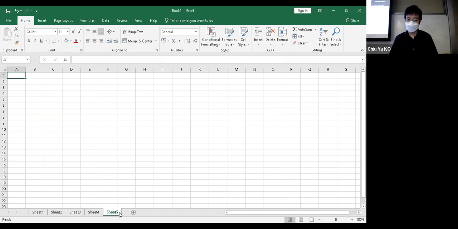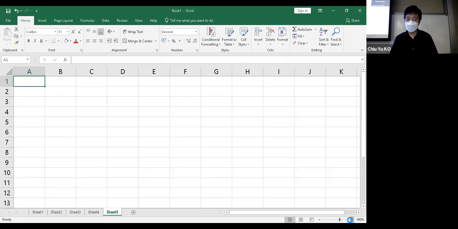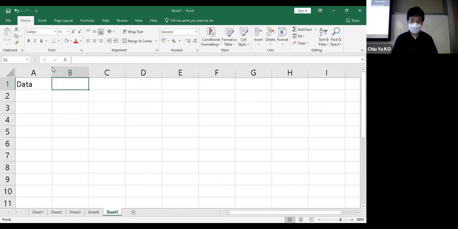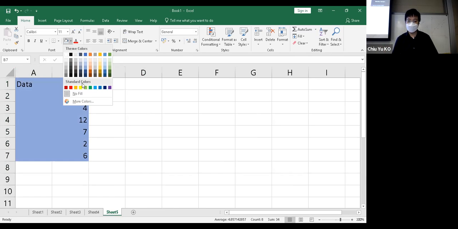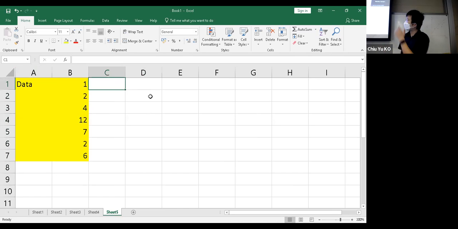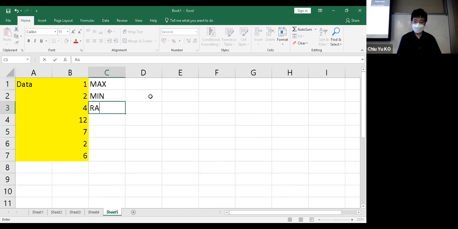Suppose I open another spreadsheet here. Suppose my data is this one, maybe data is 1, 2. I don't need to order, right? 5. I don't care. I just randomly put some numbers here. This is the data, the yellow one, my data. Now what I want is to calculate the max and the min and get the range, right? So what's the max? What's the min? What is the range?